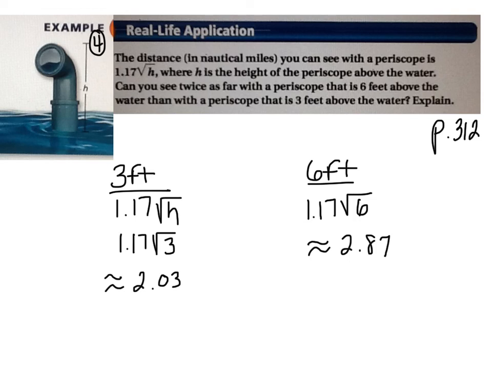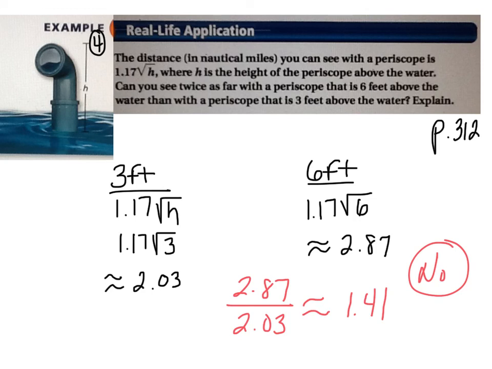So, here's my question. Can you see twice as far with the 6-foot periscope than you can with the 3-foot periscope? If you divide these two, 2.87 divided by 2.03, remember, we always want to prove our answer. That gives me approximately 1.41 times farther. So, is it twice as far? The answer is no, it's not twice as far. And why? Explain. You already did it. You proved it mathematically right there. Mathematically, it's not twice as far.